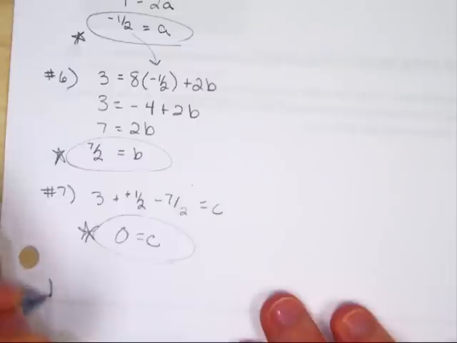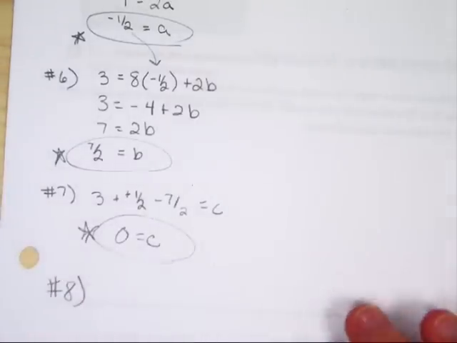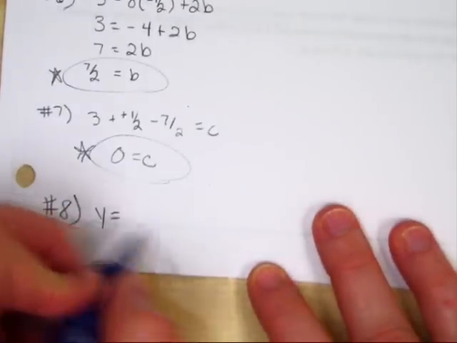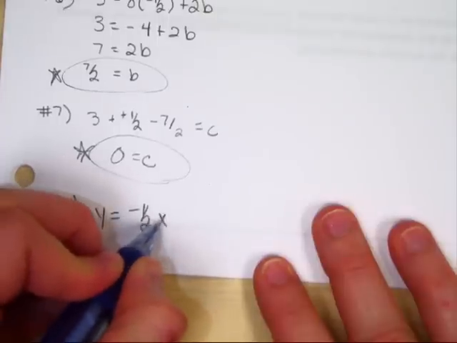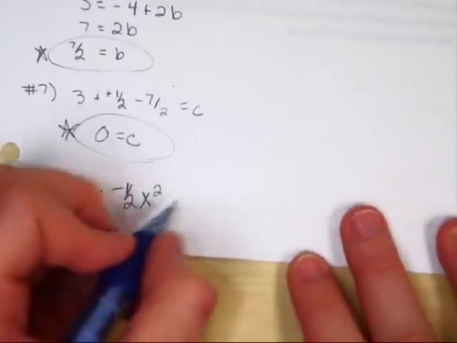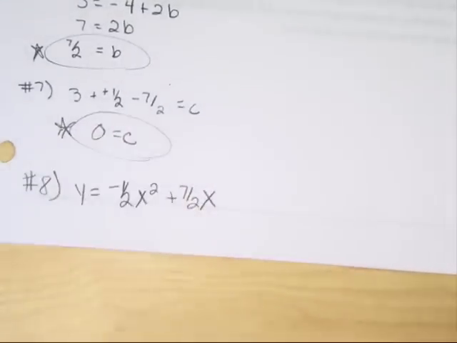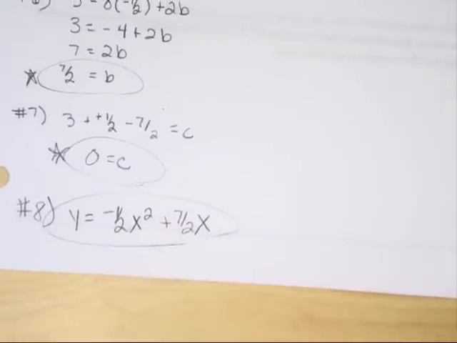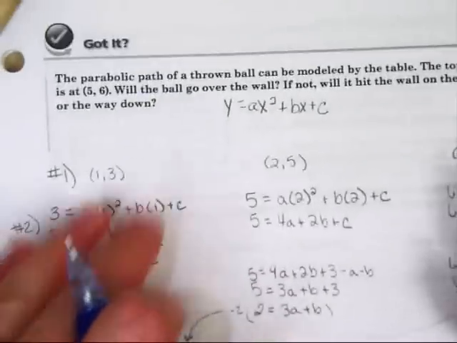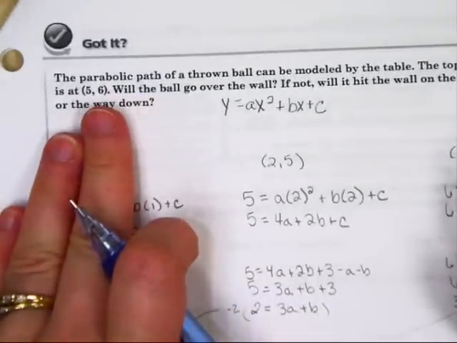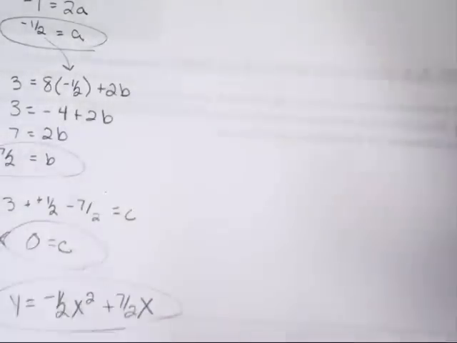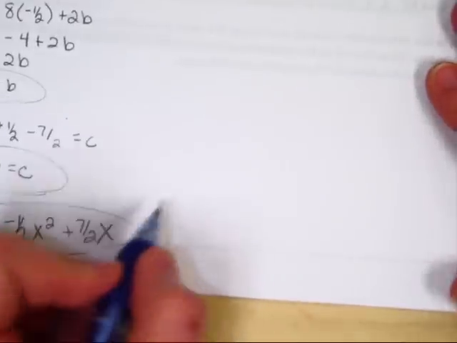Step 8, rewrite. Okay, y equals, you write a first, and then x squared, and then you write b, and then x, and then you write c. But c is 0, so usually you don't write the 0. So there it is in standard form. Now the question was, the ball is going to go up, and we're trying to figure out if it's going to hit at (5, 6) or not. Well, let's plug in 5 and see where it's going to be in reference to the wall.